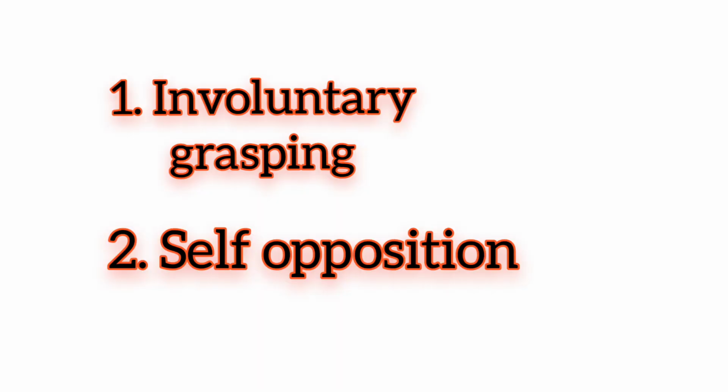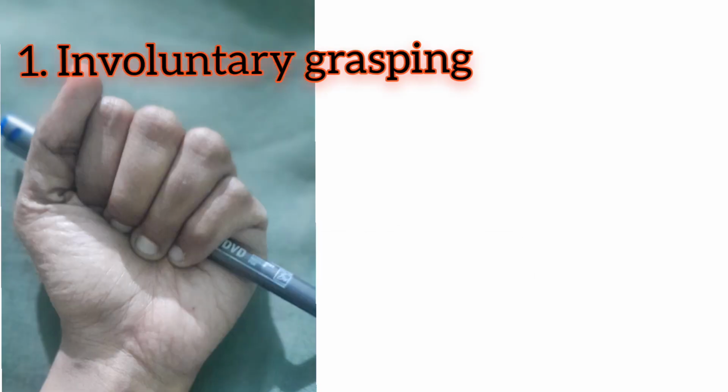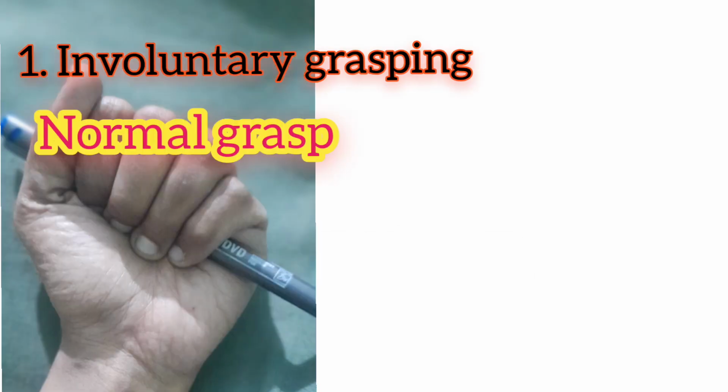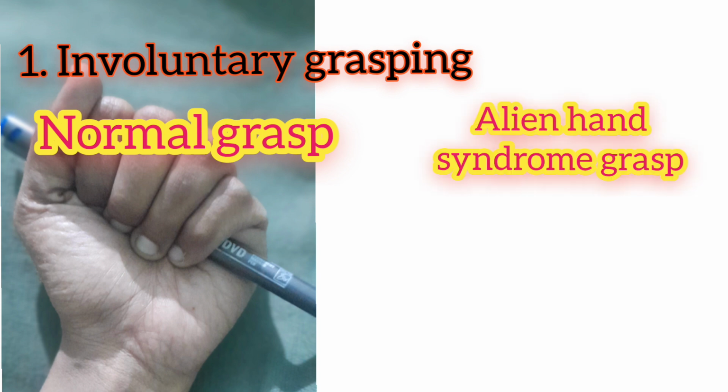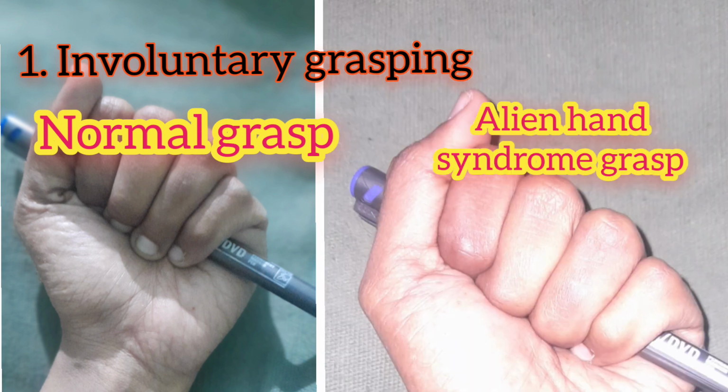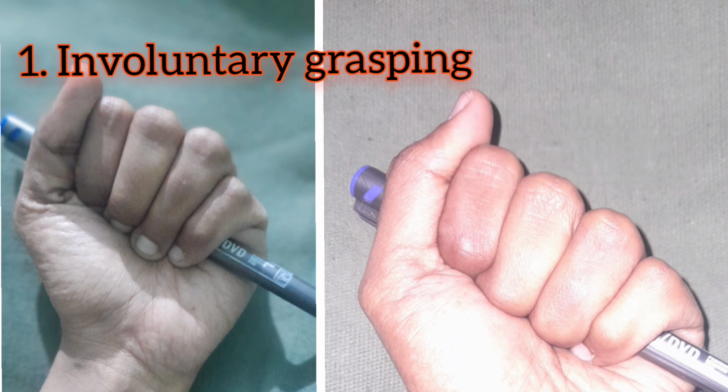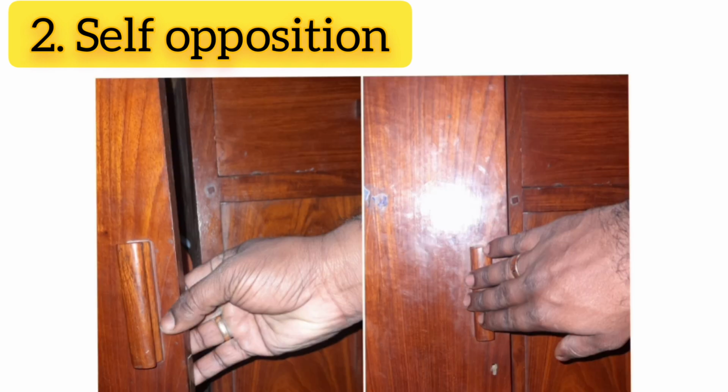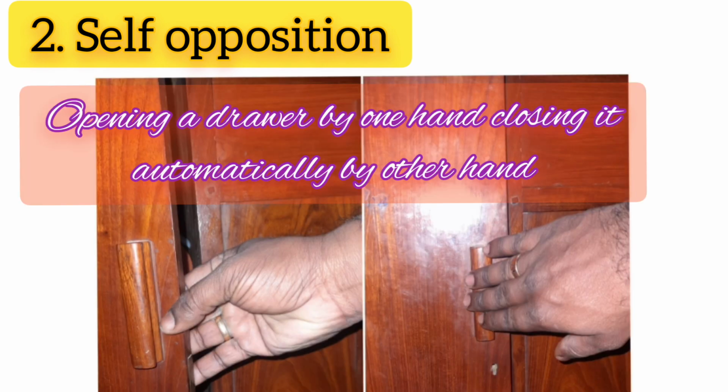Types. There are two types: involuntary grasping and self-opposition. Involuntary grasping means to grasp or hold an object firmly. See the picture, the normal grasp and the alien hand syndrome grasp. There is a tight hold of the object involuntarily, that is called alien hand grasping. Next is self-opposition. Self-opposition means opening a drawer with one hand and closing it automatically with the other hand. That is called self-opposition.